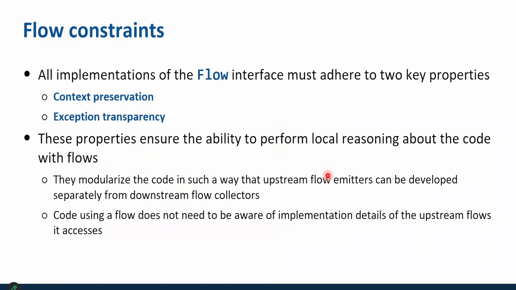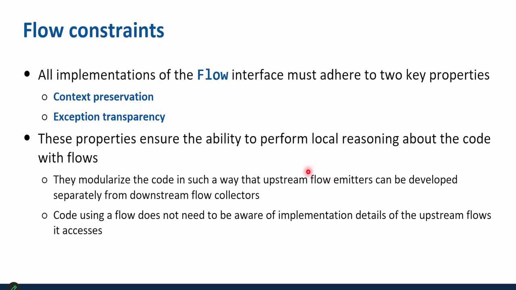There are two main properties or behaviors that you have to guarantee in the flow, and that the flow interface must adhere to, which are the context preservation and the exception transparency principles. These are needed to preserve the modularization of the code, especially in terms of code flows in which you can have the upstream and multiple downstream to collect them, but also to forget about the implementation detail of each flow.